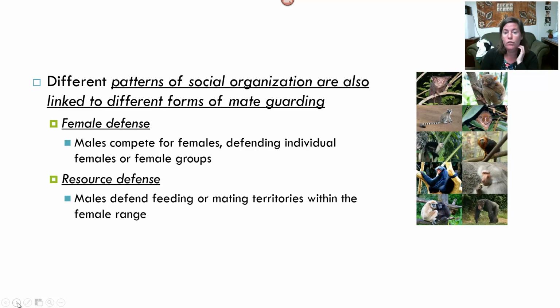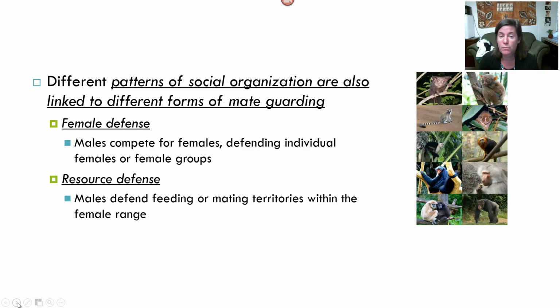Different patterns of social organization are also linked to different forms of what we call mate guarding. Mate guarding is the ways that individuals guard their spouses, their mates. There are two primary types of mate guarding. The first is female defense and the second is resource defense. Female defense mate guarding involves males who compete for females, and they defend individual females or female groups.